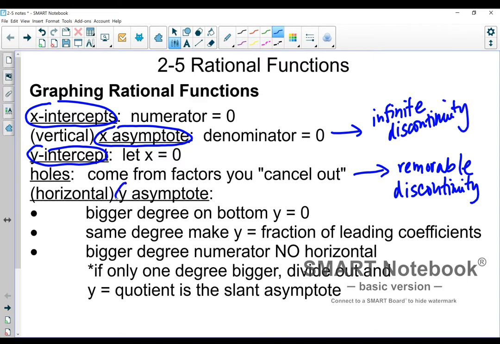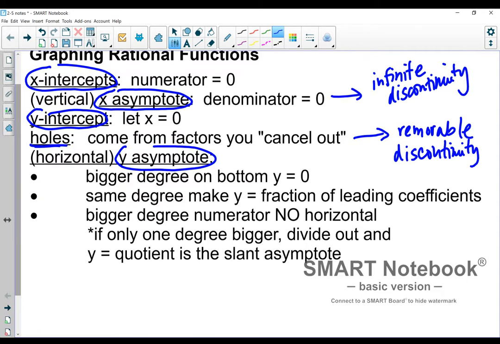And the last part is the horizontal asymptotes. Those are a little more complicated. It really depends on the degree of the polynomials in the numerator and denominator. It's not the leading coefficient, it's the bigger degree. If there's a bigger degree on the bottom, we have y equals 0. If it's the same degree, we make a fraction out of our leading coefficients. If it's a bigger degree in the numerator, there's no horizontal. But if it's only 1 degree bigger, we divide out and we can get a slant asymptote. We will look at all 3 of these scenarios because that tends to be the most challenging part for people.